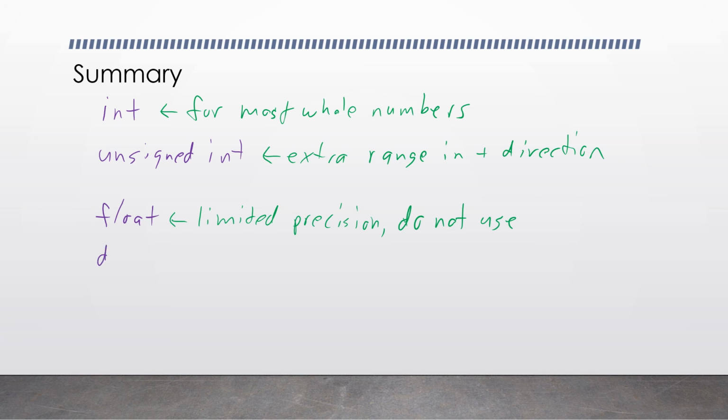And we can use a double, which has better precision. So always use this for engineering calculations. All right. And that's my summary of numerical types in C++.